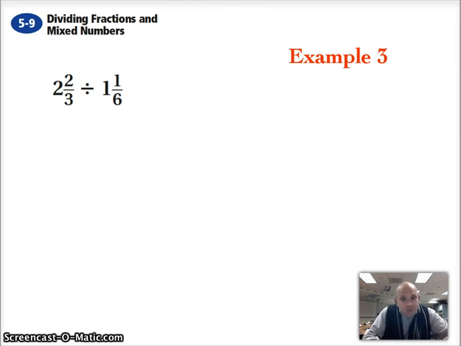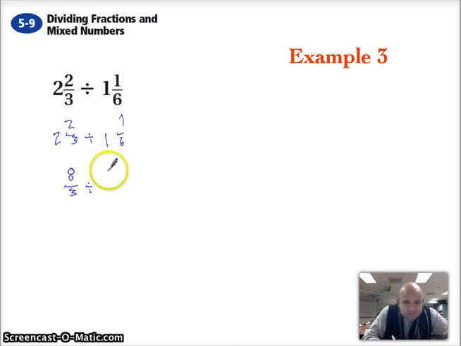Here we have 2 2/3 divided by 1 and 1/6. This is where we have to be a little bit careful. We're going to go ahead and change each of these from mixed numbers into improper fractions. So I'm going to rewrite the problem using improper fractions. So 3 times 2 is 6 plus 2 is 8, 8/3, divided by 6 times 1 is 6 plus 1 is 7, 7/6.